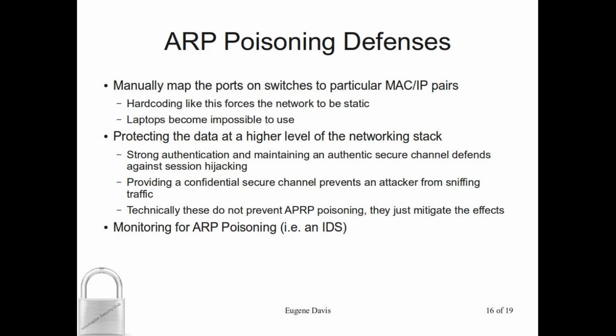Another defense is protecting the data at a higher level of the networking stack. So this would be if you were to go higher up, on the network layer or the application layer, or wherever on the networking stack, and use strong authentication, maintaining a secure channel that defends against hijacking. That's the way to do that. And to protect against sniffing through man-in-the-middle attacks, you would have to provide a confidential secure channel, so that would just be encrypting it for confidentiality. Technically, these don't actually prevent ARP poisoning, they just mitigate the effects, so you don't care very much. And then finally, you can use an intrusion detection system to monitor for the signs of ARP poisoning. Questions?